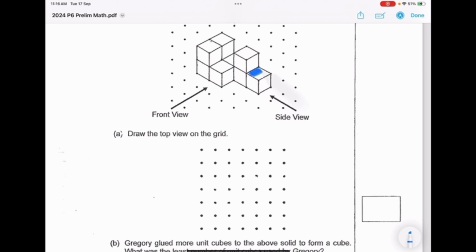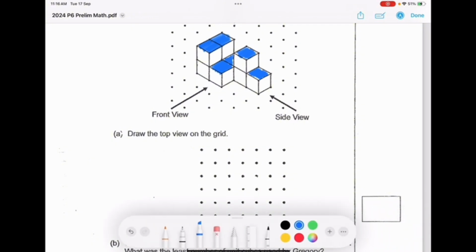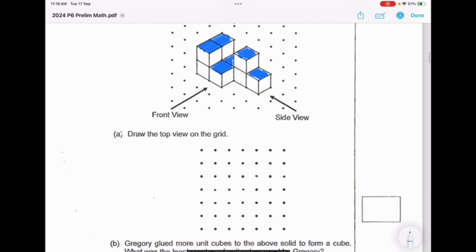Alright, so every top of the cube, I want to shade. And this is how many squares I will have on my grid over here. Looking at this, I know that I will have 6 cubes on my grid. What I want to do is to start from this cube right over here, and just draw that one cube first.